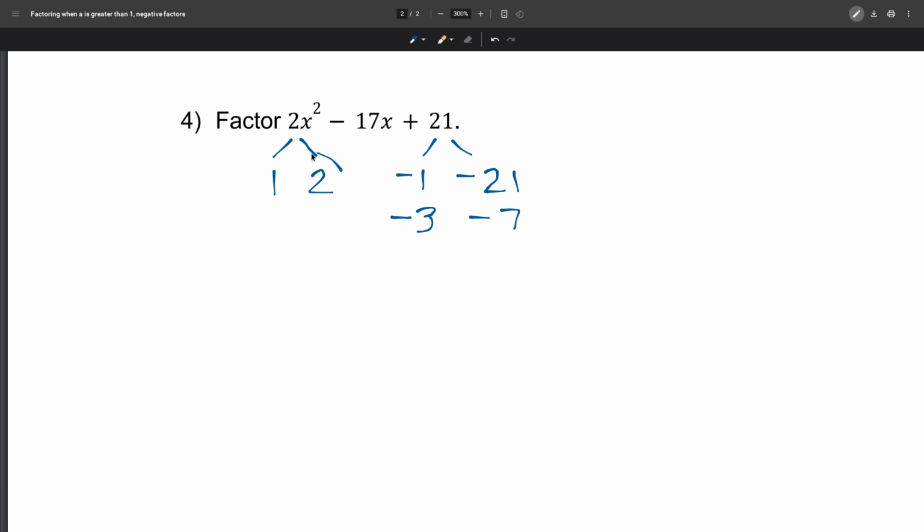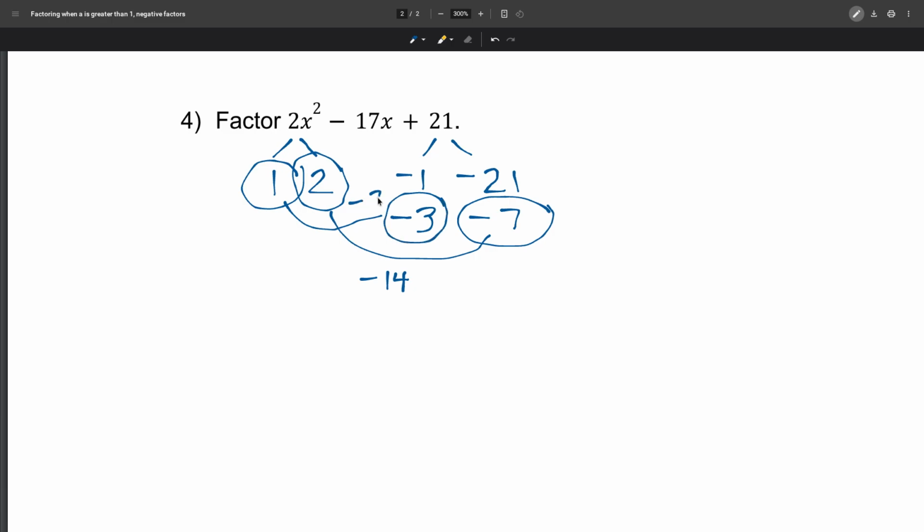Now, if I multiply positive 2 by negative 7, that gives me negative 14. I then would have to multiply 1 by negative 3, which is negative 3. Negative 14 plus negative 3 is negative 17. So that's the combination I want, and 1 and 2 are my coefficients in front of x. Now in math, a lot of times we don't write the 1 in front of x, so I'm just going to write x here and 2x here.